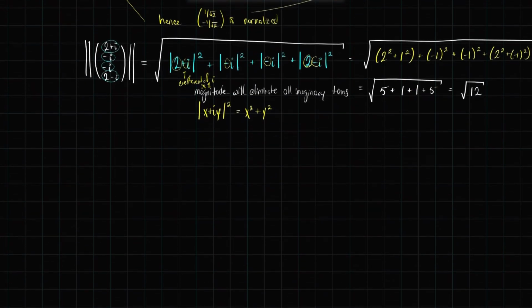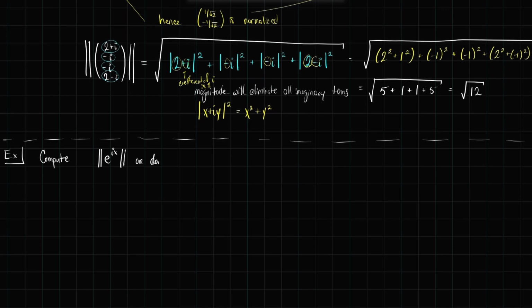Here's some good examples of computing norms of vector representations. Let's compute a couple norms of functions. Let's compute the norm of the function e to the ix on the domain. Keep in mind, functions are always paired with domains. Let's do this -pi to pi domain. So the domain -pi to pi, keep in mind, the norm is always the square root of the inner product.